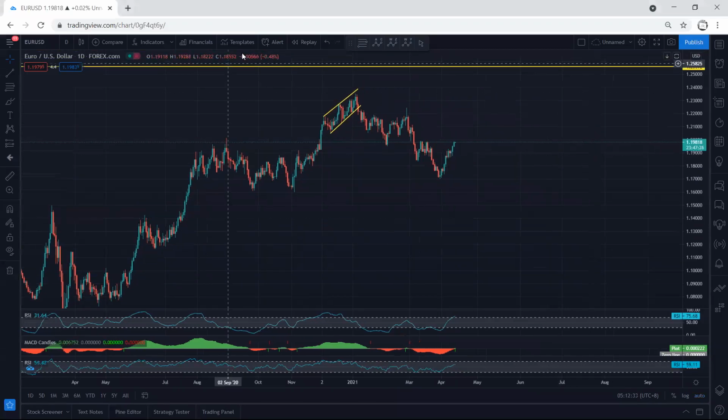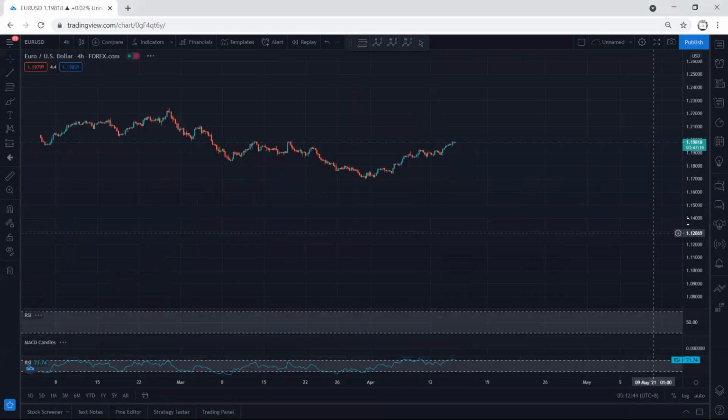EUR/USD, we start with the daily chart. As you can see on the daily chart, we get this move. Now we want to see whether this is the start of the up move or not. And as you can see, based on the lower time frame, we had the opportunity to look for a buy. Anyway, we move to the lower time frame, the 4-hour chart.